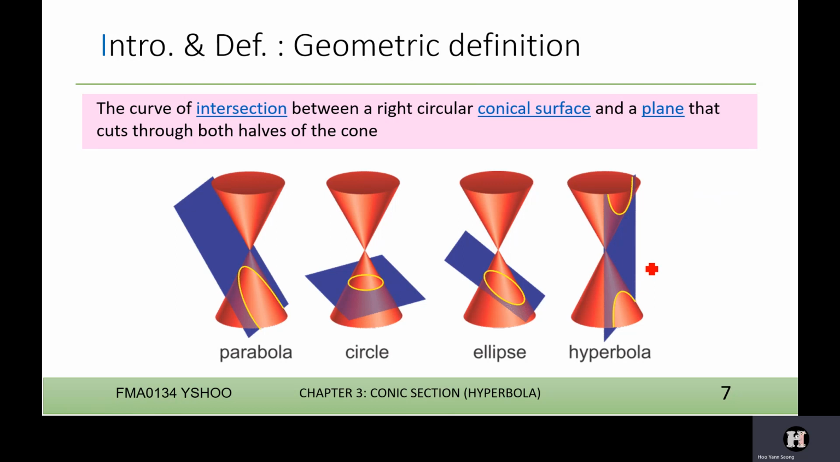So how can you get any circle or ellipse and so on? The first thing is we look at our beloved circle. If you cut the cone horizontally, horizontally means along your x-axis, you will get a circle.